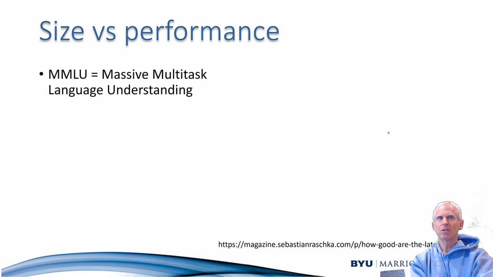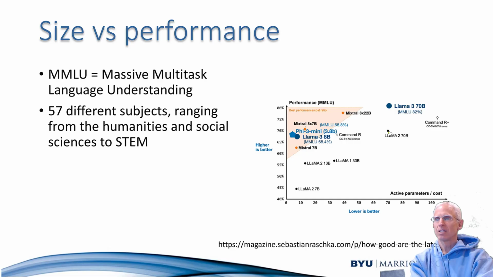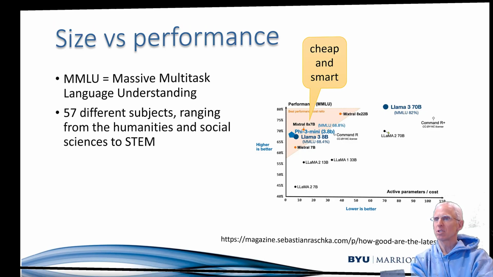All right, MMLU, 57 different subjects. I should actually put this in chapter 6. It's just pointing out that you want to have higher performance and you also want to have lower cost. Cheap and smart models.